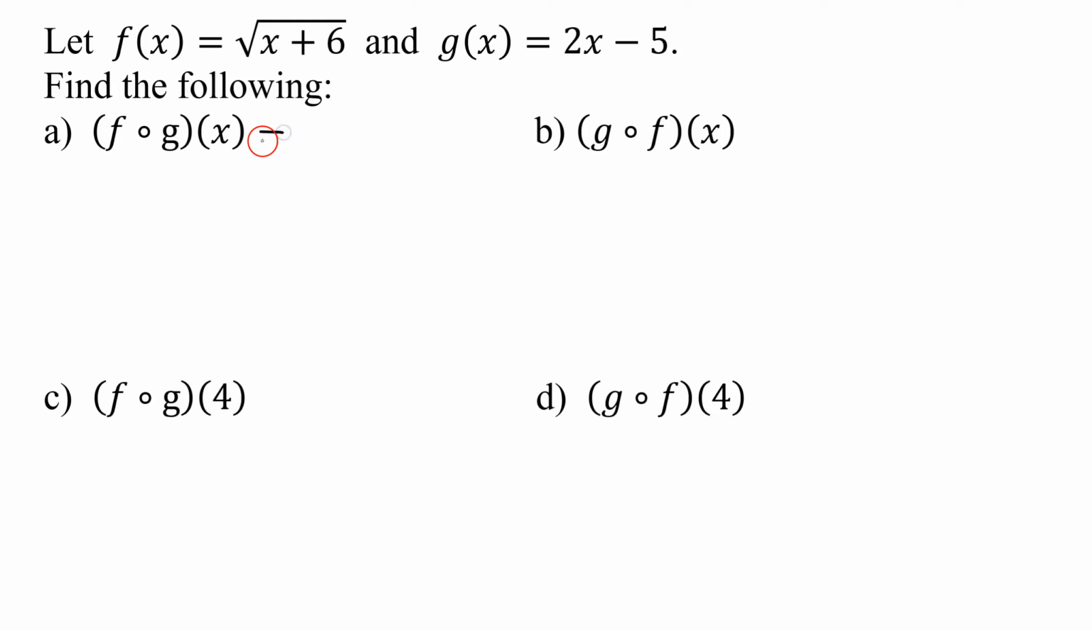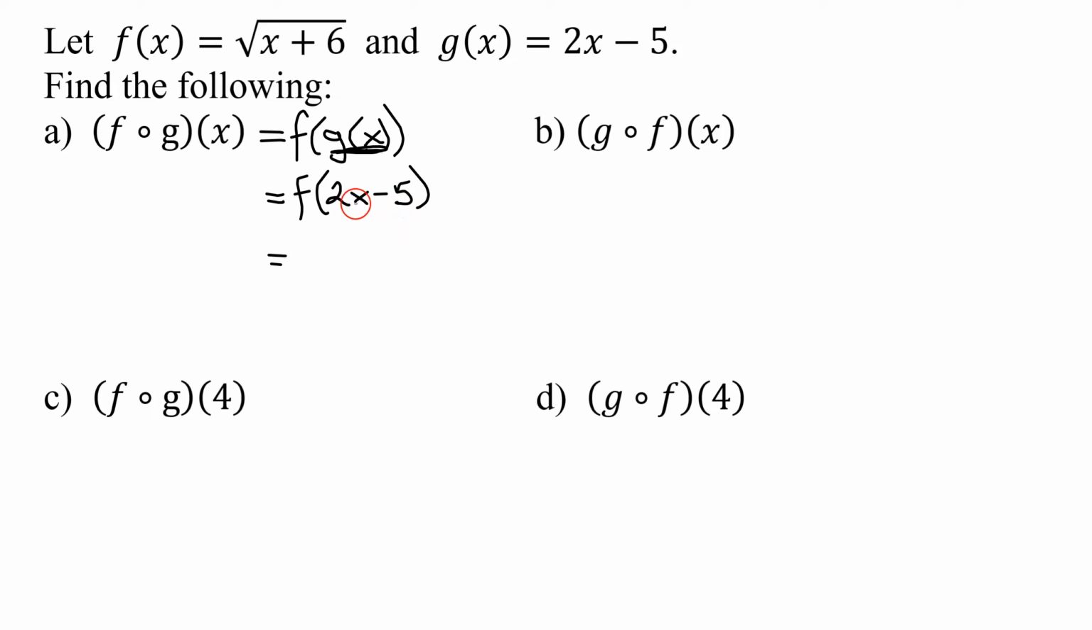The first thing you do is, what does f composed with g of x mean? All it means is f at g of x. And we always work from the inside out, so the first thing I'm going to do is replace g of x with its definition. So I'm going to have f at, instead of g of x, I'm going to write 2x minus 5. Now I have to figure out f at 2x minus 5.